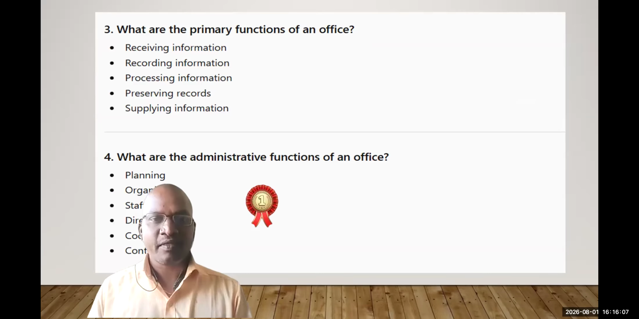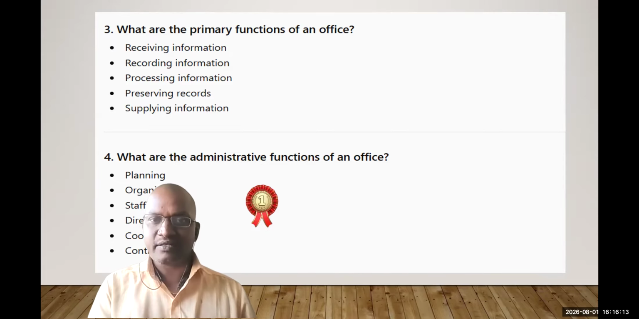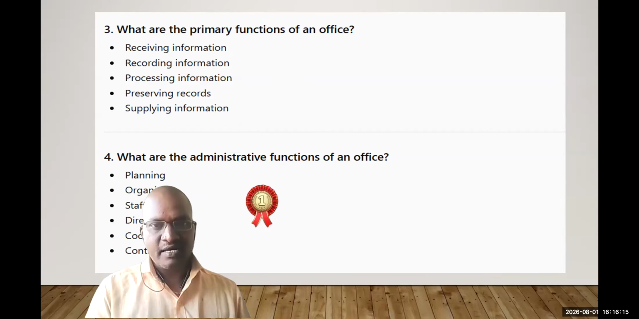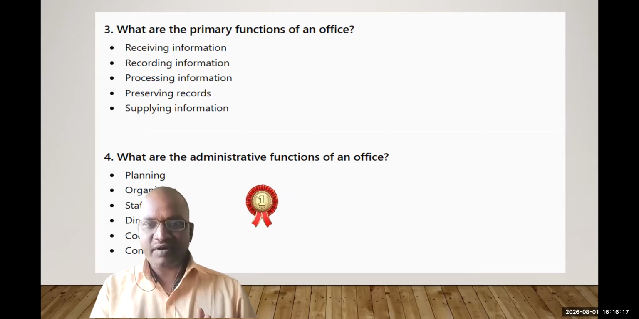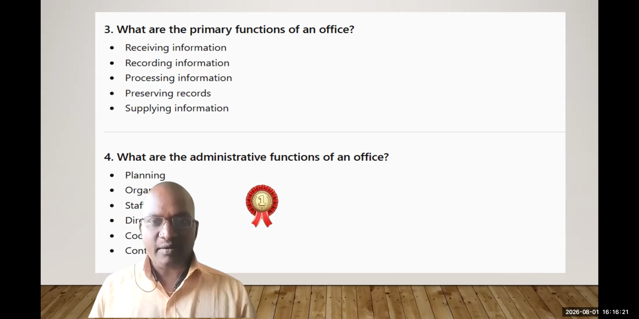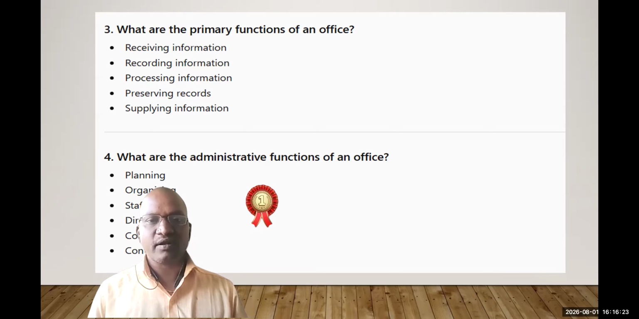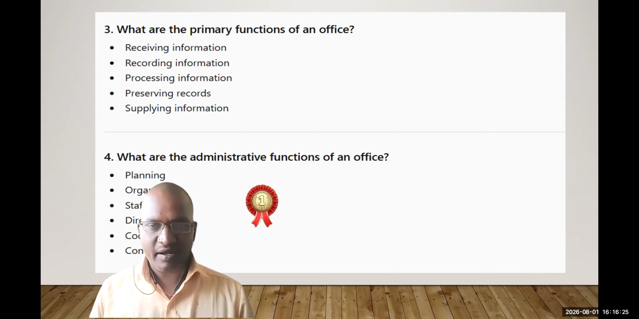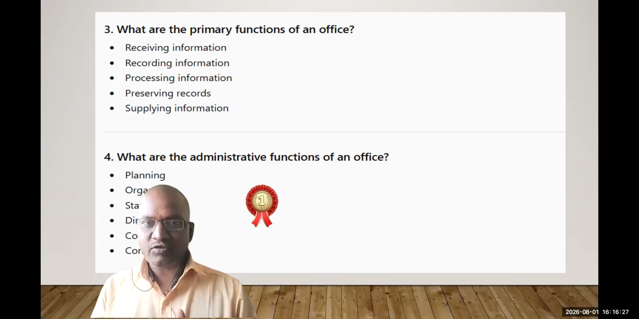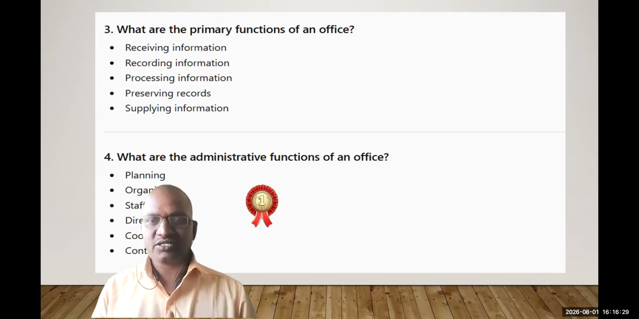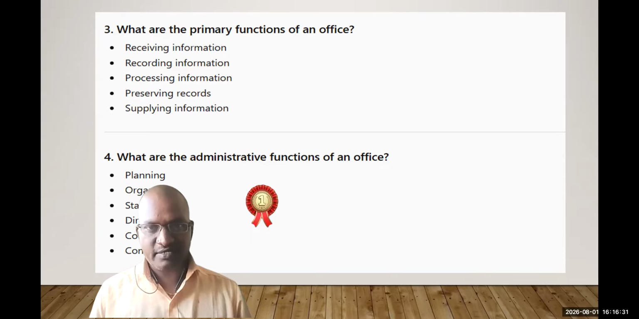Then third one, what are the functions here? All the functions are carried out in a central place or central point. That point is called the office. Here, functions are divided into two categories. One is administrative function, second one primary function. Right. So functions are divided into two categories: primary functions and administrative functions.